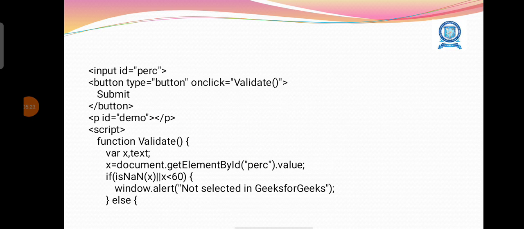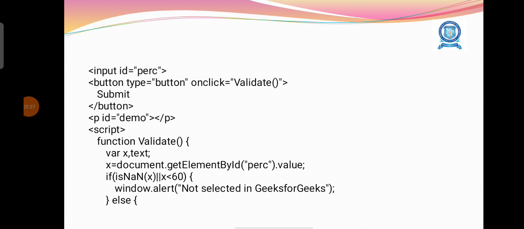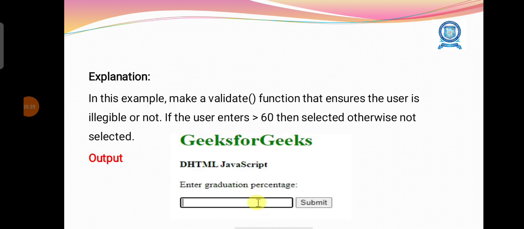And we can see one more example. In this example also we are going to have a JavaScript dynamic HTML web page. This program will validate the input data. In our HTML, here also we are going to have a button and an input field. We will give some value to the input field and we will submit by clicking the button.